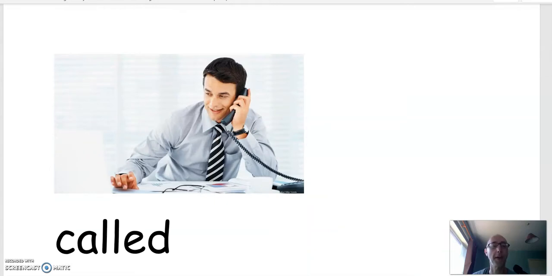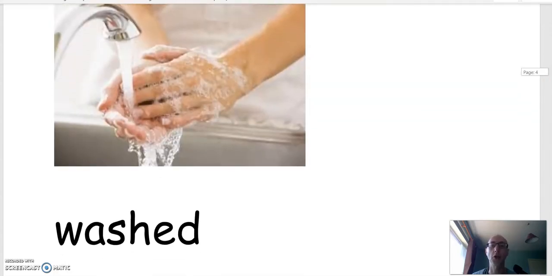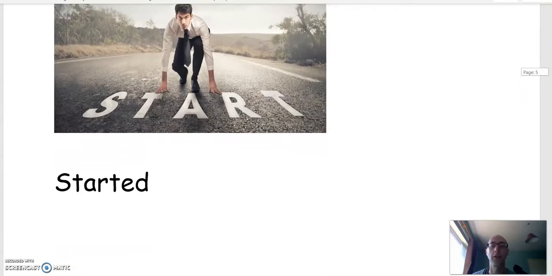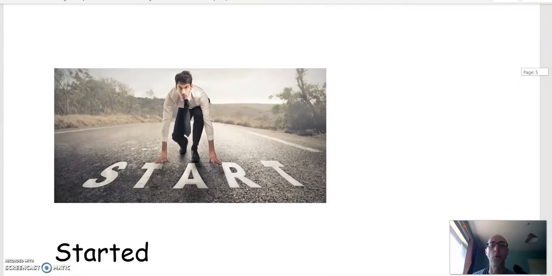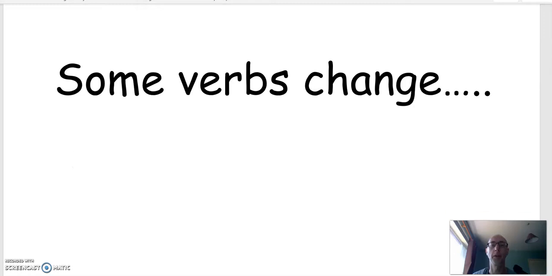We need the past. So let's look at some verbs that do not take the ed. This is wash, washed. Call, called. Start, started. These are regular verbs. Regular means that they just have ed in the past. They don't change in any way. Some verbs have to change. Some verbs change a lot.